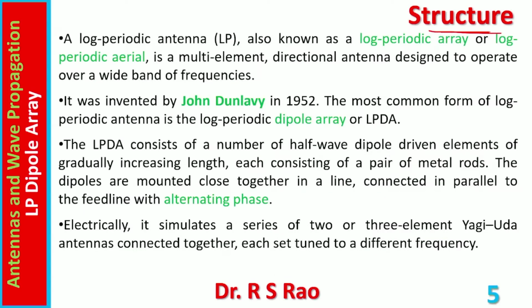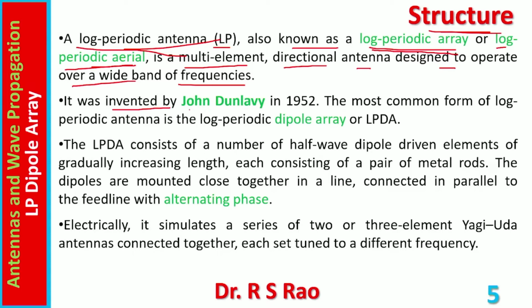A few points regarding the structure of a log periodic antenna. A log periodic antenna, LP, is also known as log periodic array, log periodic aerial. These are synonyms. Log periodic antenna, log periodic aerial, both mean the same. It is an array, hence it is called a log periodic array. It is a multi-element directional antenna designed to operate over a wide band of frequencies. It was invented by John Dunlavy in 1952.